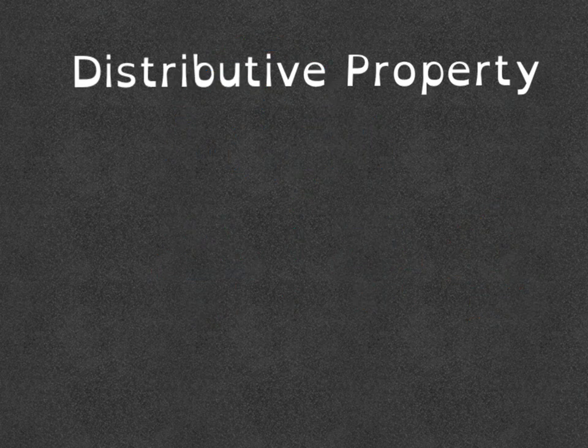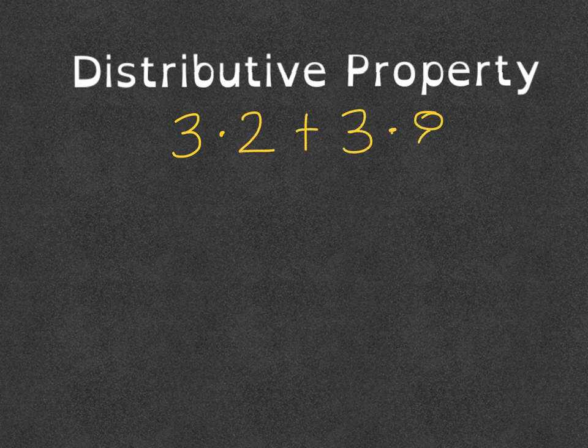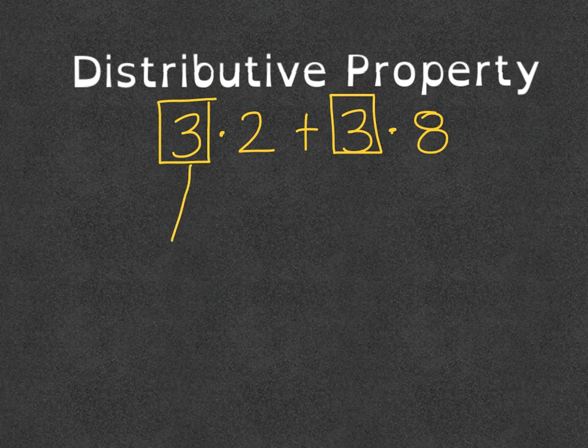Sometimes when you're looking at the distributive property, you might come to a problem that's already been distributed out, and it might look like 3 times 2 plus 3 times 8. When I'm looking at this problem, I notice that 3 is a duplicated factor, which means I see it more than once. So I'm going to pull that out and put it by itself.